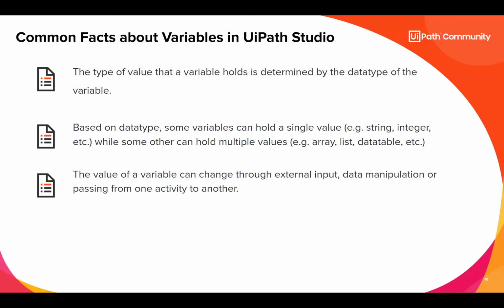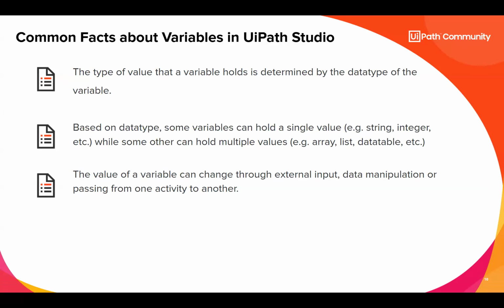And then the other fact is based on the data type, right? Some variables can hold a single value while some can hold multiple values. All right. So examples of data types that can hold single values include the string variable, integer variable, double variable, and the likes. The others that can hold multiple values are the array, the list, the data table, and so on. Now, the value of a variable can change through external inputs, through data manipulation, or passing value from one activity to another.